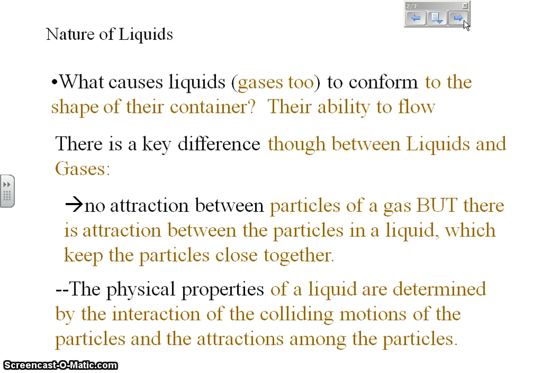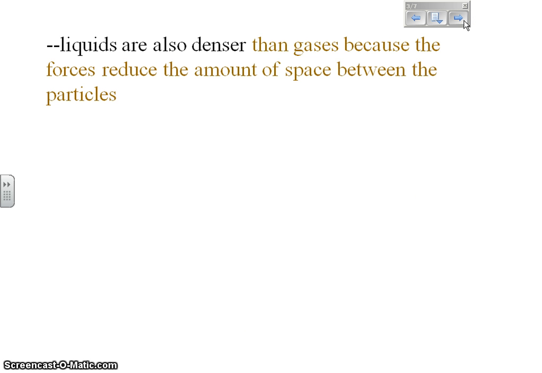Okay? The physical properties of a liquid are determined by the interaction of the colliding motions of the particles and the attractions amongst the particles. Liquids are also denser than gases because the forces reduce the amount of space between the particles. That should make some sense. If they're attracted to each other, they're going to be closer to each other. If they're closer to each other, there's not going to be as much room in between each of the particles. Therefore, they would be denser.